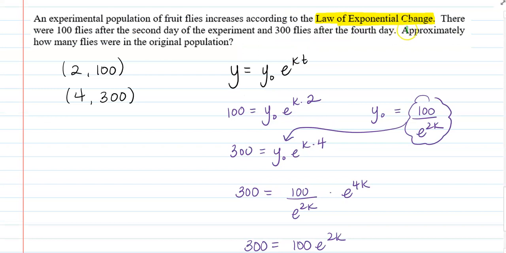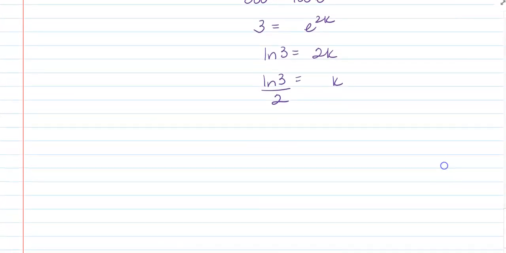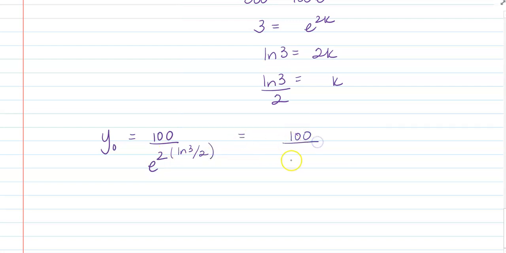Keep in mind what the question is asking, and it's asking us for how many flies are in the original population. So we just found the k value, and the last thing to do to answer the question is to figure out y0, because that represents the original population. When time is 0, y0 is that initial amount. So y0 is equal to 100 over e to the 2k, and k is natural log of 3 divided by 2. So working through the math here, we have 100 over e to the natural log of 3, which is the same thing as 100 over 3.